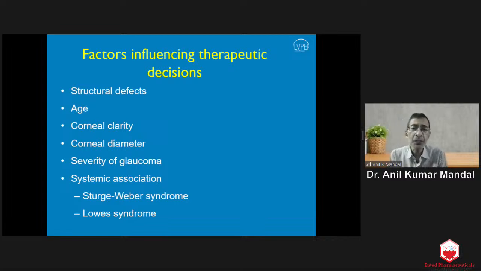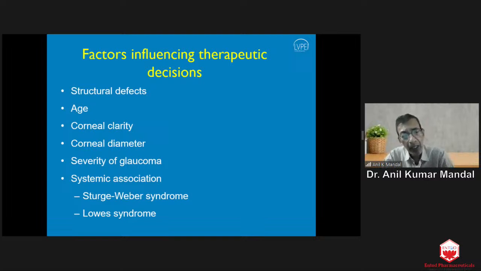What influences the surgical decision-making process is the structural defect. Whether it is isolated trabecular dysgenesis or associated with other anomalies of iris and cornea, age of the patient, corneal clarity, diameter, severity of glaucoma, and the systemic anomalies like secondary developmental glaucoma and syndromic glaucoma, like Sturge-Weber syndrome and several other associated syndromes. I am concentrating on primary congenital glaucoma.